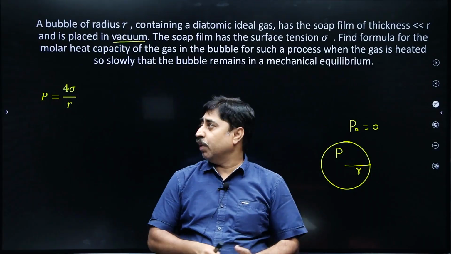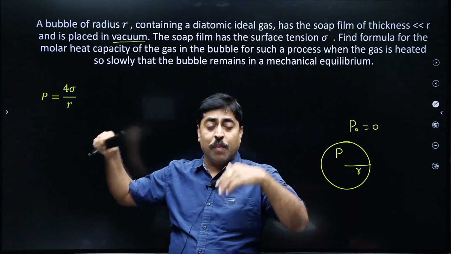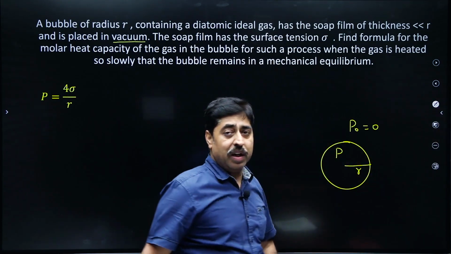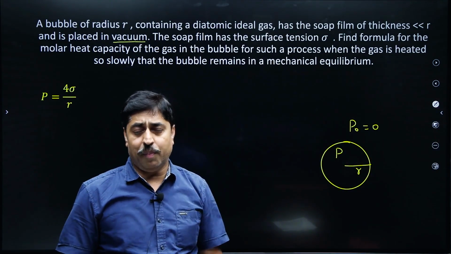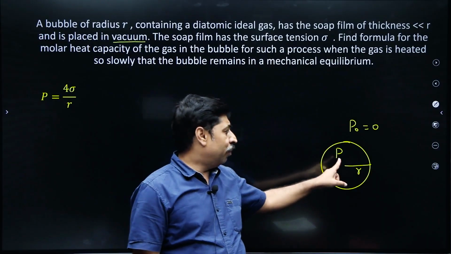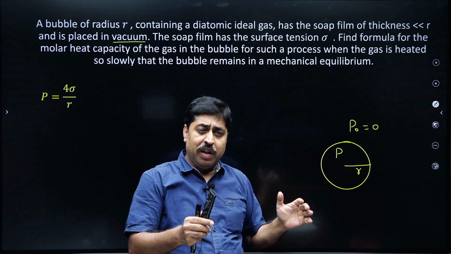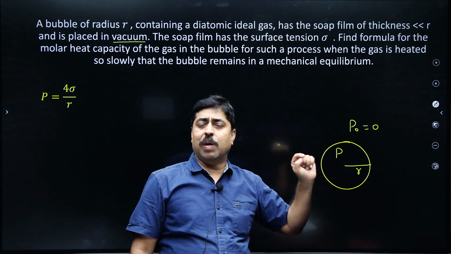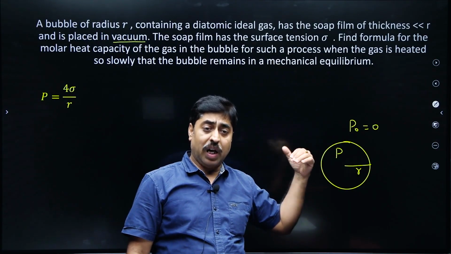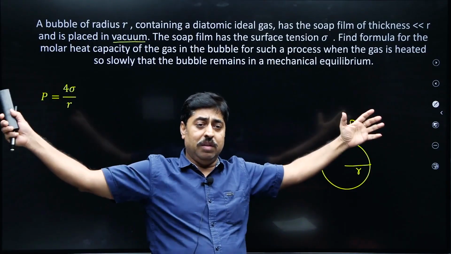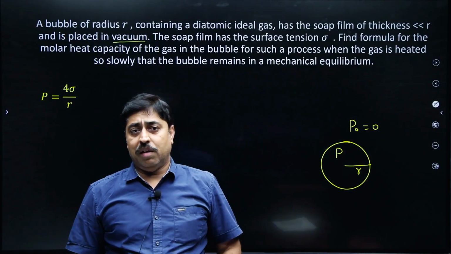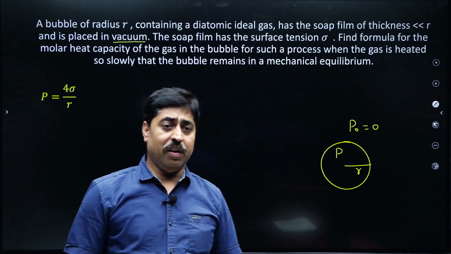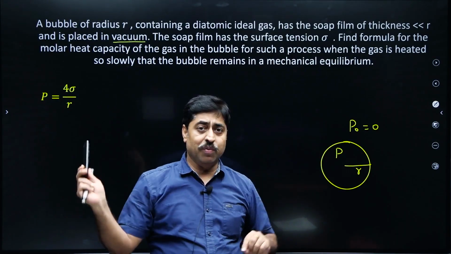If this pressure happens to be far more than this number, then what will happen? It will start expanding at a great speed. So, that is not happening, it is expanding, but it is expanding very slowly. We can always assume that this pressure is 4 sigma by r. If this pressure happens to be larger than 4 sigma by r, then the surface will expand at terrible speed, I mean it will accelerate basically. So, that is not the case, which means always the pressure is 4 sigma by r.